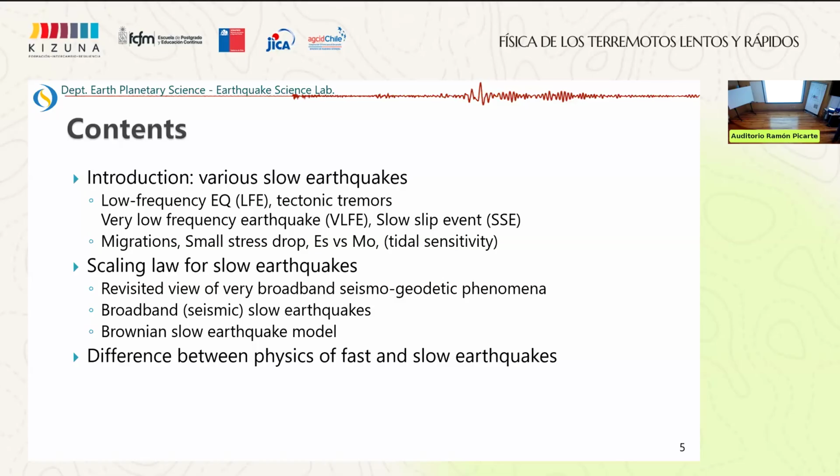And the second part will be how we understand this event. Basically, following one scaling law. Scaling law is what connects small scale phenomena with large scale phenomena. So mainly we talk about this scaling law in the second part. And if I have time, maybe I don't have time, but if I have time, I will talk something about the difference between fast and slow earthquake in the final part.